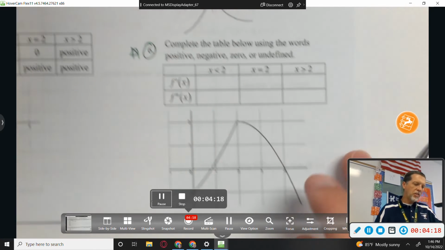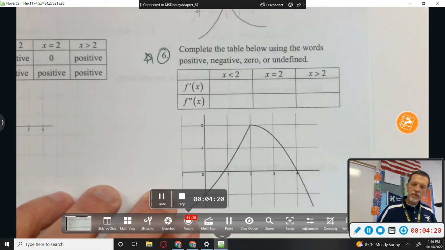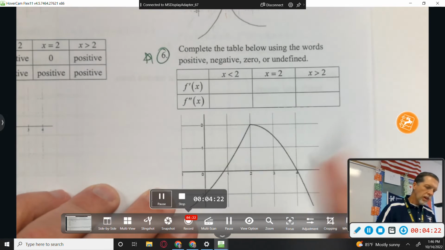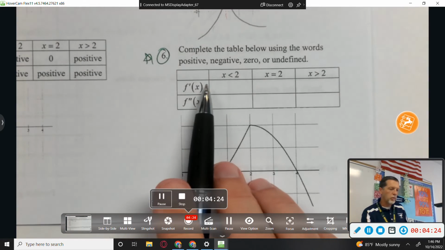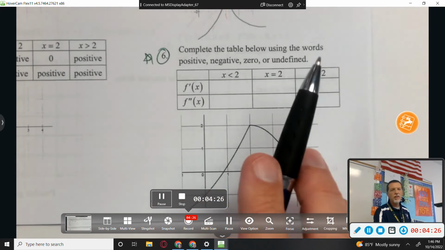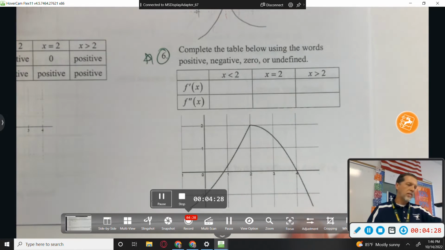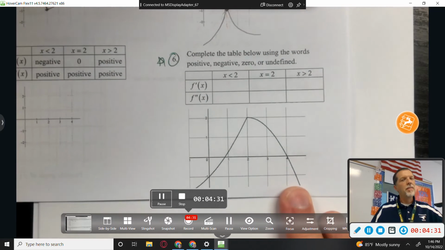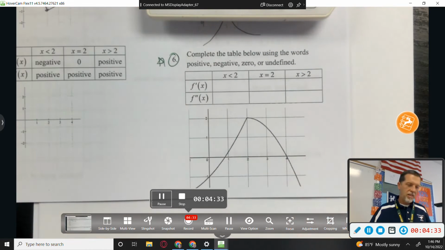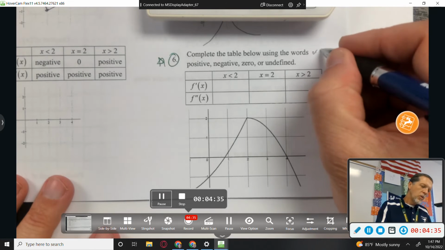Why don't you try number 6? Sort of the backwards problem. Complete the table below using the words positive, negative, 0, or undefined. So again, it's just backwards, that's fine. Using the words or signs.